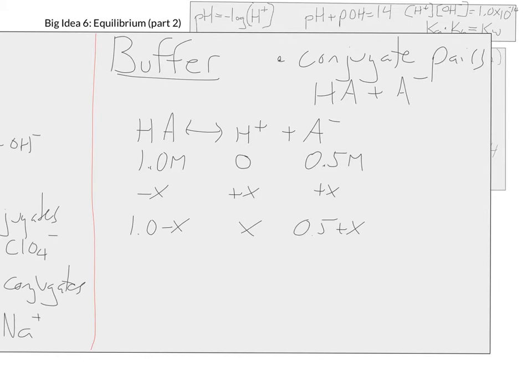But common ion problems say we don't have to do this. Common ion says the x's are insignificant. That 1 molar and that 0.5 molar are not going to change. Those are the equilibrium concentrations. Common ions do not change the initial concentrations of things you already have. Now the hydrogen can't stay 0, but there's a quick way to handle that. We just call it X.